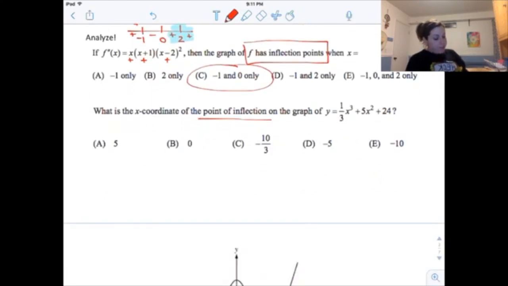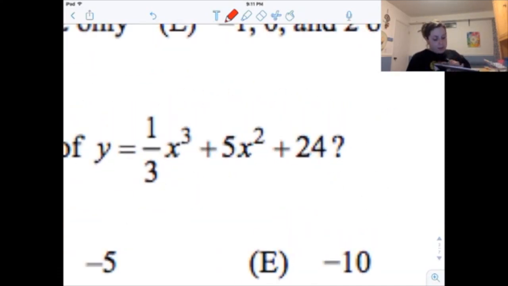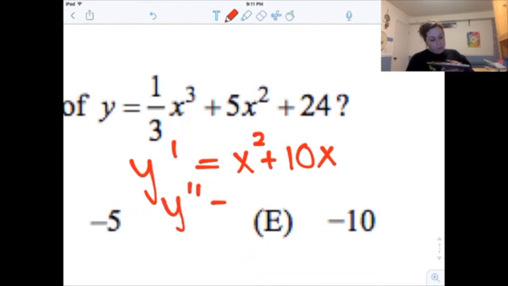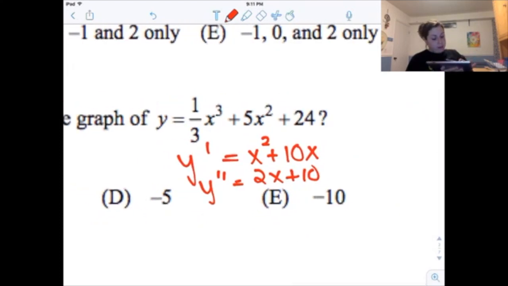Find the x-coordinate of the point of inflection. This would be the exact same thing, except you are not given the second derivative. So I'm going to find my second derivative, y double prime, or y prime, let's start with that, is x squared plus 10x, right? Derivative of 24 is 0. And so y double prime would be 2x plus 10. So my only critical value here of the second derivative is at x equals -5.